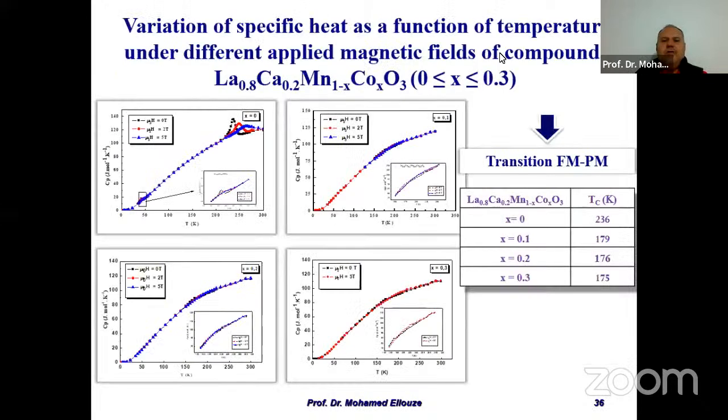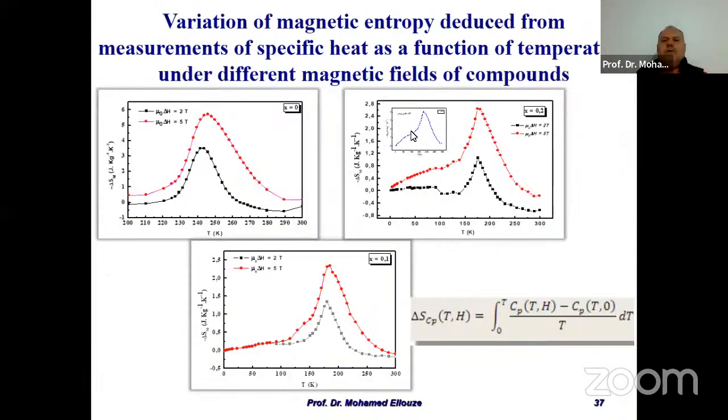Here we have also performed the variation of specific heat as a function of temperature and applied magnetic field, and we can see that from this we can deduce the Curie temperature of our sample. From this part we also have the variation of magnetic entropy as a function of applied magnetic field and temperature for all the samples.